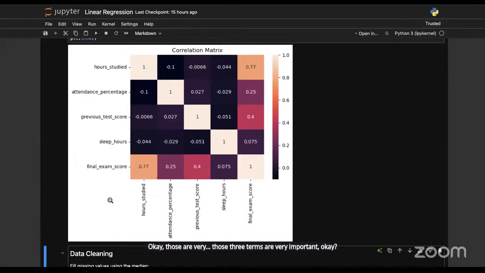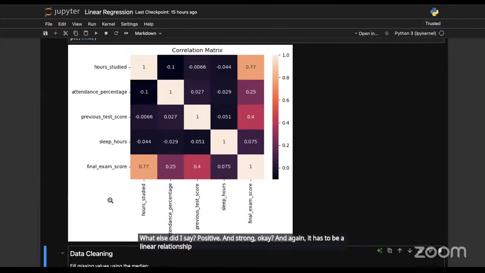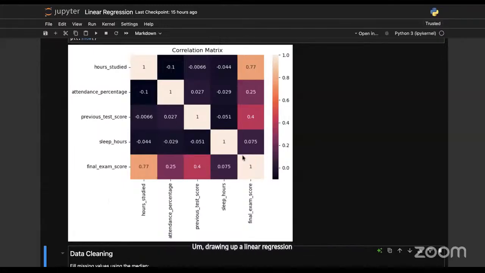Because correlation measures the linear relationship. It has to be strong for us to even state that it's a linear relationship. What else did I say? Positive, linear, and strong. And again, it has to be a linear relationship for us to even think of drawing up a linear regression model. Positive, strong, linear, right? That is correct.